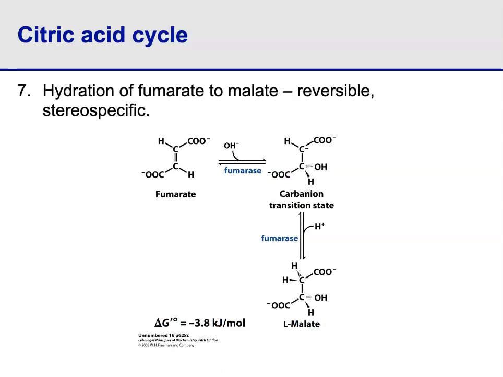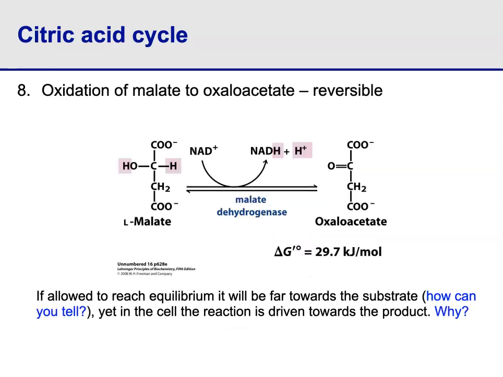The next reaction is the hydration of fumarate to malate, catalyzed by the enzyme fumarase. The reaction is then followed by the oxidation of malate to oxaloacetate with the help of the enzyme known as malate dehydrogenase. The electron acceptor in this case is NAD plus, converted to NADH. Now notice the delta G of this reaction, and then think about this statement that if allowed to reach equilibrium, the reaction will be far towards the substrate. Does that make sense? Of course it does. This reaction requires basically the energy from an ATP hydrolysis. Somebody has to donate this energy. This is not a favorable reaction.